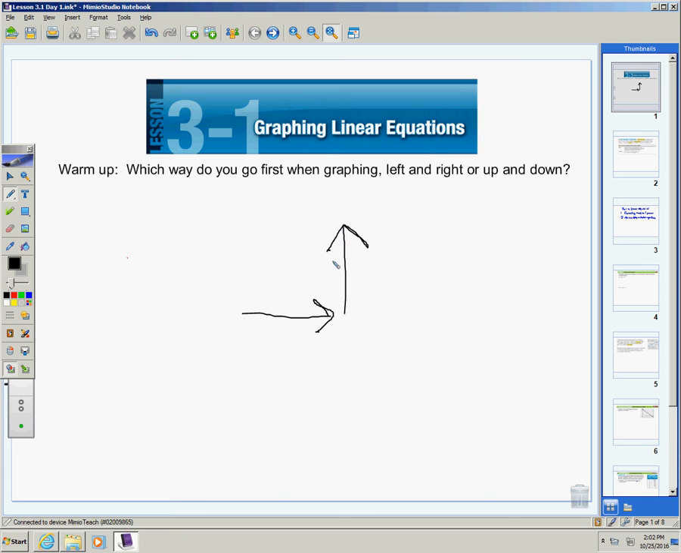I've heard it said that way before. You've got to go along the ground and then climb a ladder. Something along those lines. You guys have probably heard this before. Just remember, you always go left and right before up and down, which means you take your x value before you do your y value.